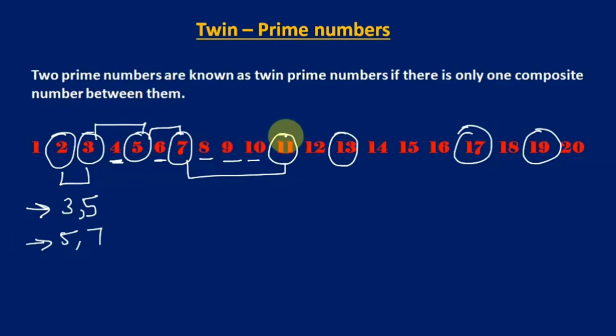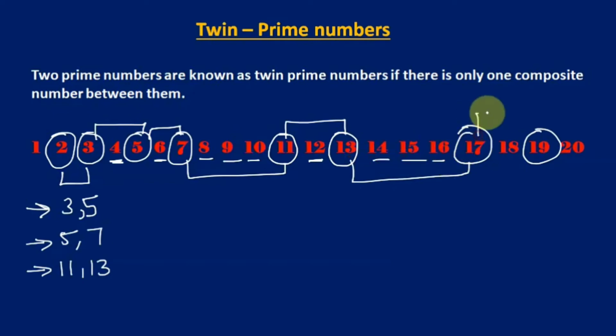Okay, now next pair is 11 and 13. 11 and 13 is a twin prime pair because there is one composite number between them. So our third pair is 11 and 13. Now 13 and 17 is not a twin prime pair because there are three composite numbers between them. Now next pair 17 and 19, this is a twin prime pair because there is only one composite number. Okay, so our fourth pair is 17 and 19. So these all are the twin primes from 1 to 20.